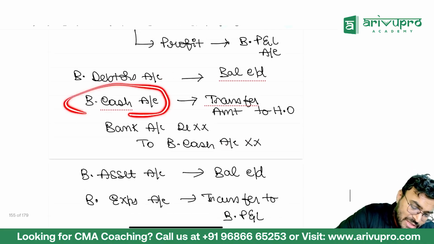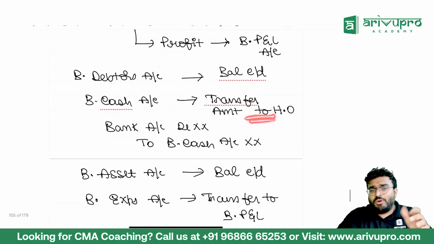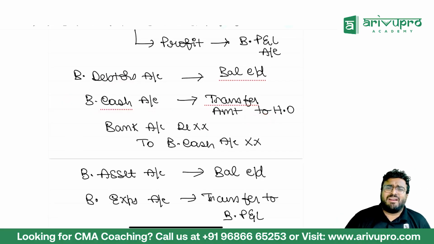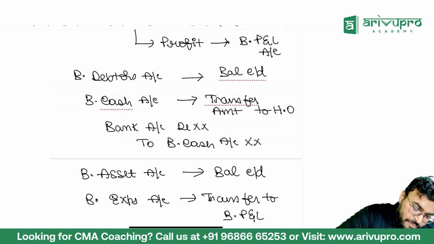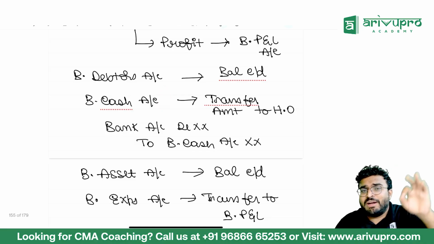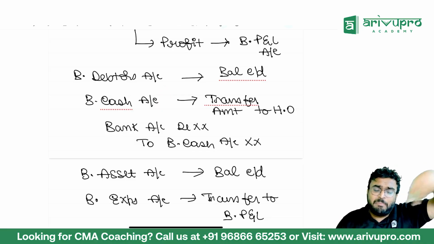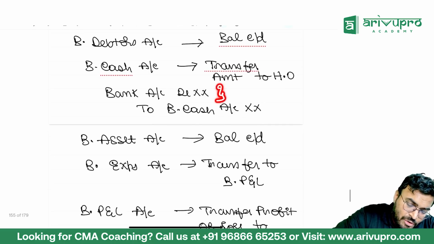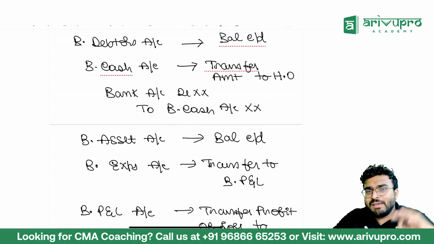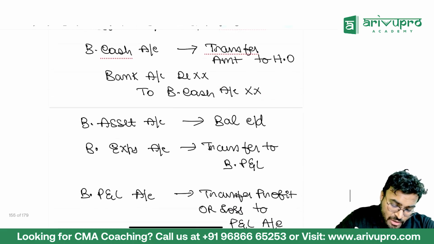Branch cash account, transfer the amount to head office. Why should we transfer the amount to head office, sir? Because branch cash cannot be kept, as head office is controlling everything. It's a dependent branch. Bank account debited to branch cash account.